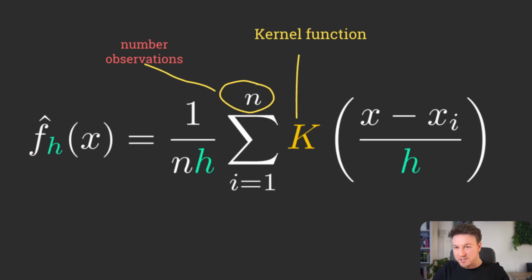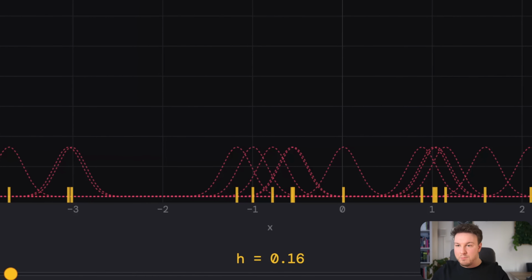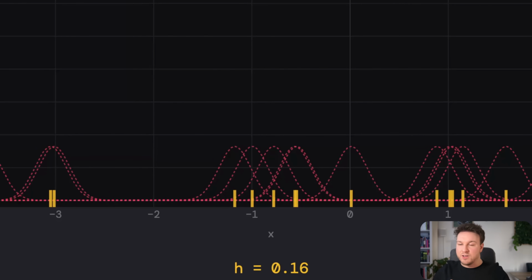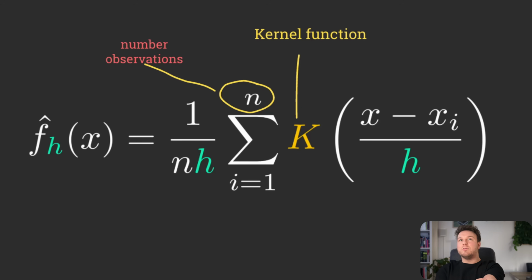K, the kernel function. That's the shape of your candle glow. We are using the Gaussian here, the bell curve. Yeah, remember, we have talked about it in the one-dimensional case. It peaks at the center and fades smoothly towards 0. So don't get too confused with the kernel. Just accept it as the shape of our candle glow.